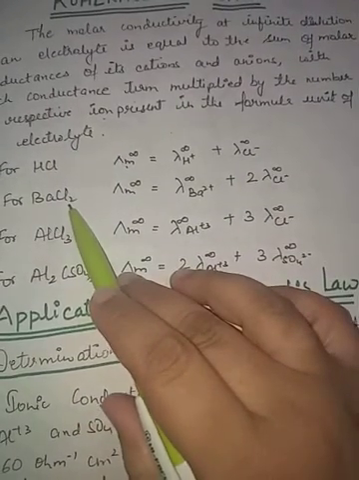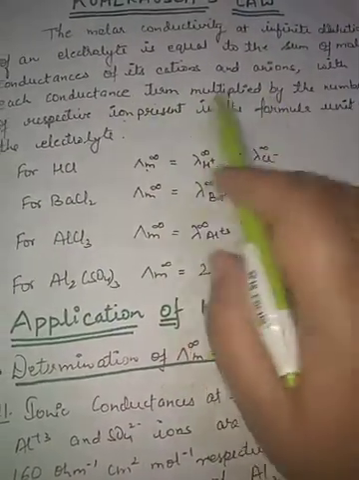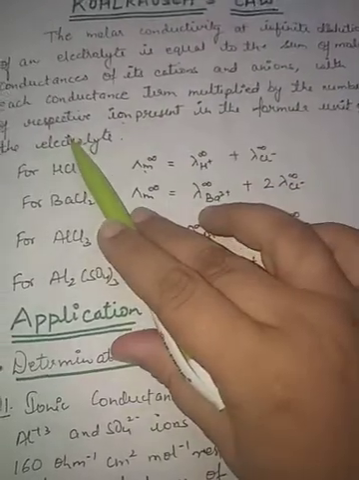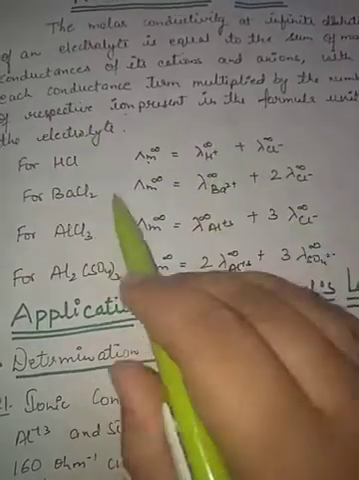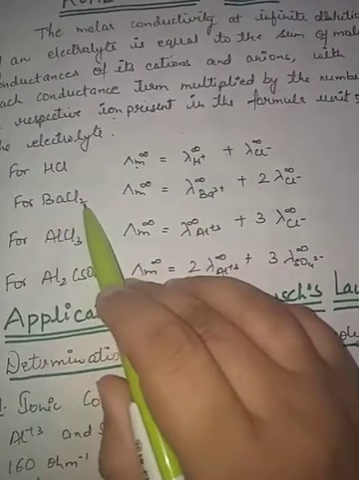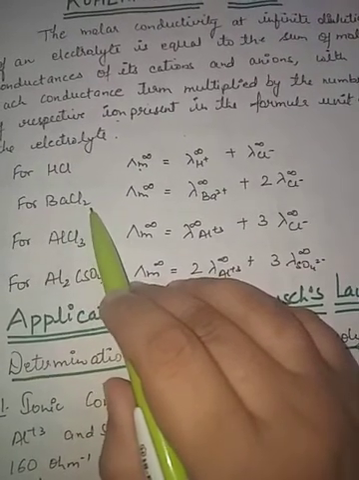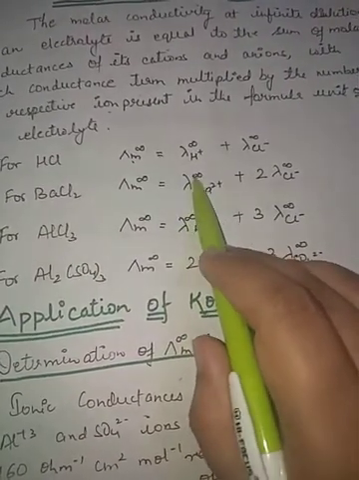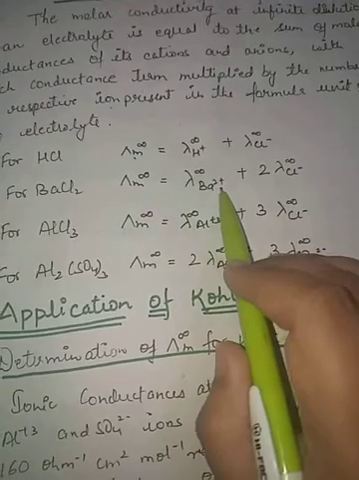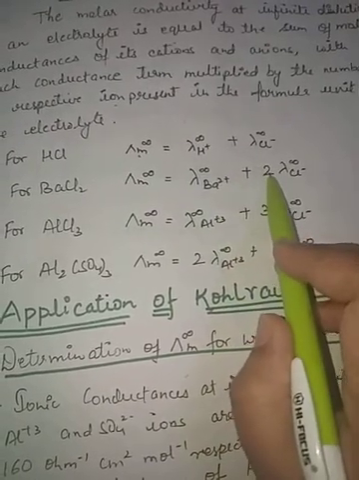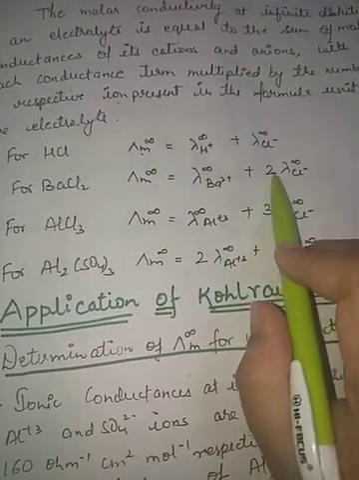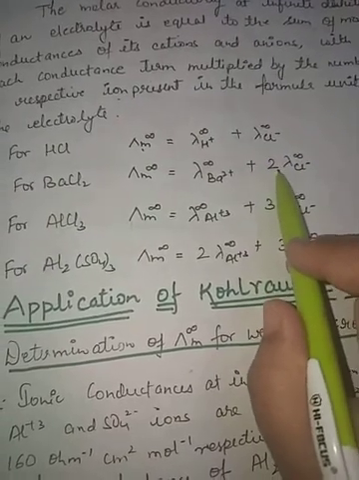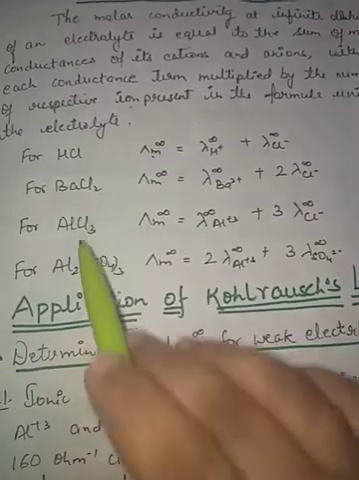If BaCl2 is there, see this part here, with each conductance term multiplied by the number of the respective ions present in the formula unit mass. Here in this formula, two chlorine atoms are present. It means when we write this, it is the molar conductance of Ba 2 plus, plus two times the molar conductance of Cl minus. Here we'll put 2 because two chloride ions are present.